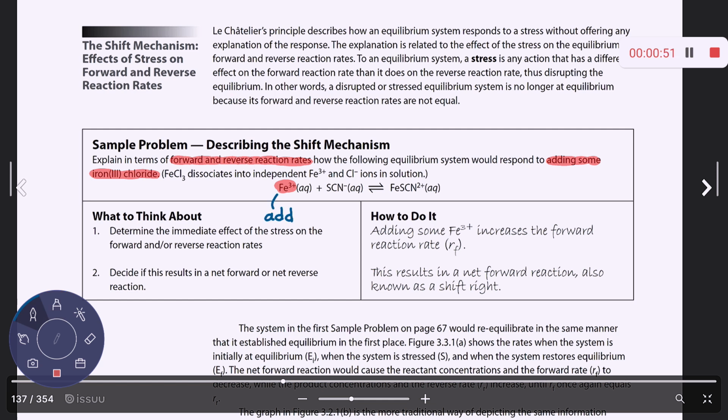Iron 3 is a reactant. You always shift away when you add things, so that's why we are going to shift to the right, okay? Anytime you add something, look at where it is. If it's on the reactant side, you're going to increase the forward rate. If you add it to the product side, you're going to increase the reverse rate, okay? So let me show you what this looks like on a graph.